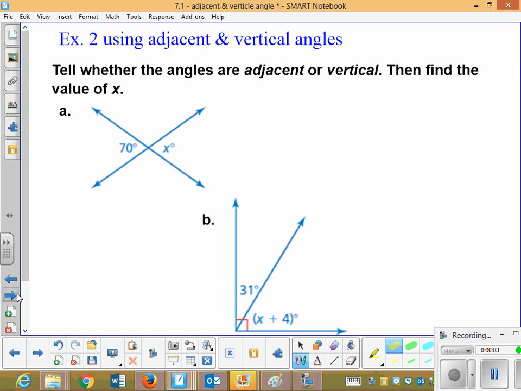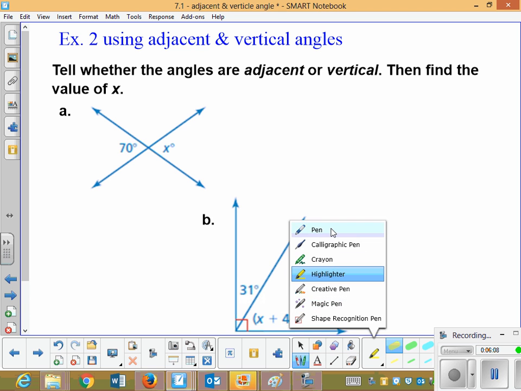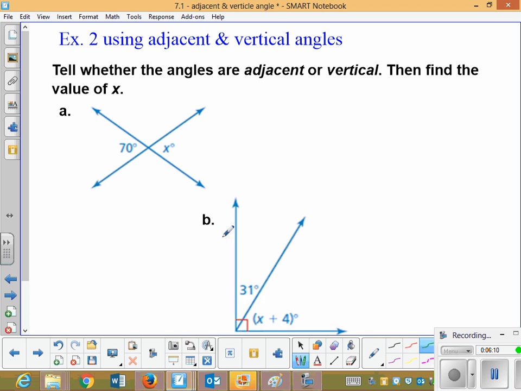All right, example 2, using adjacent angles and vertical angles. Now that we know what an adjacent and a vertical angle is, we're going to go ahead and solve for x. Now, remember, an adjacent angle and a vertical angle will always be congruent. So if you notice, if this is 70, this is going to be the same, so this will also be 70. So the answer to x is 70. You didn't have to solve.